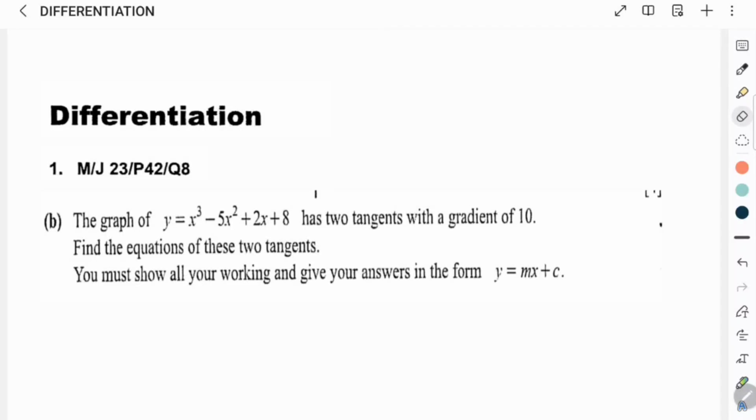Today we are diving into one of the most important topics, which is differentiation. The basics of differentiation I've already covered in two videos. I'll attach the link in the description box.